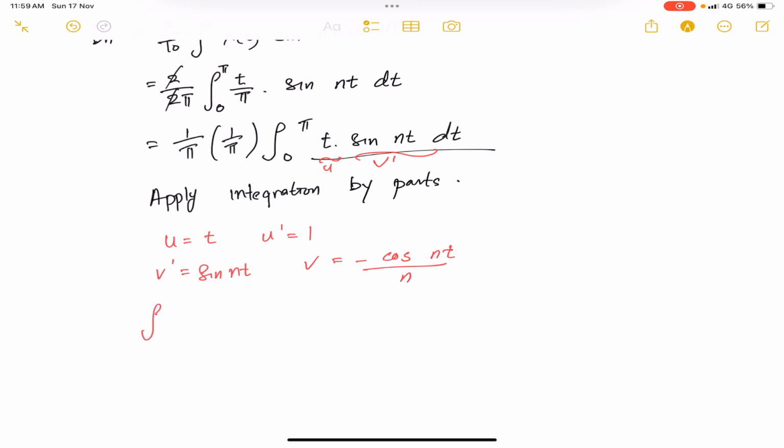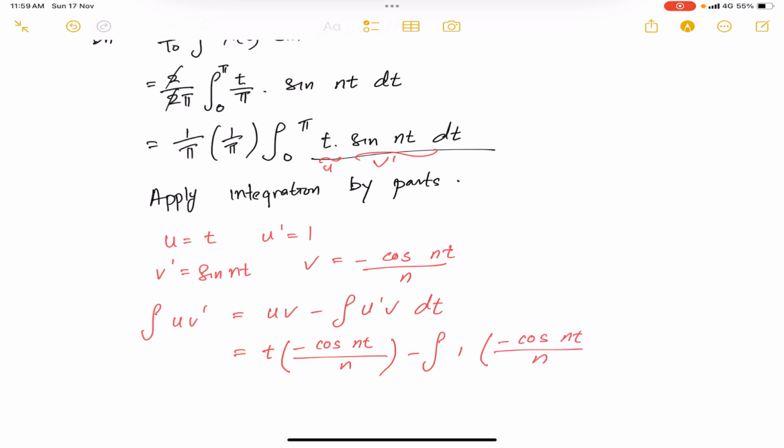So integral of u v prime equal to uv minus integration u prime v dt. So we can substitute this value. U is t, v is negative cos nt over n. Minus the integration of u prime, which is 1, times v, which is negative cos nt over n.